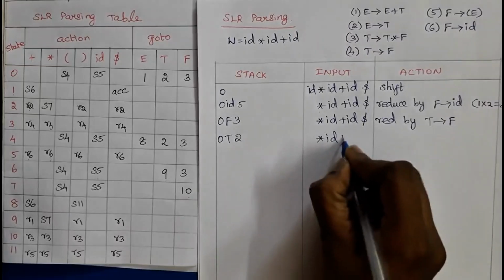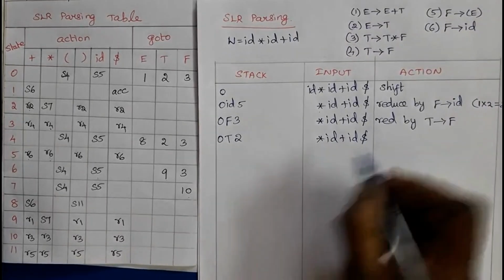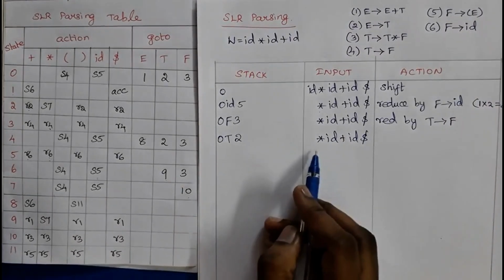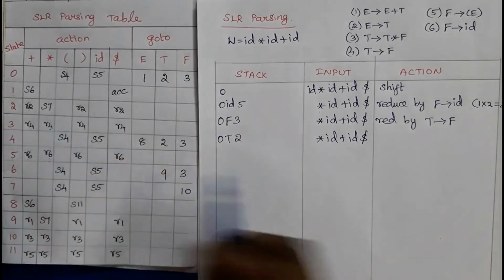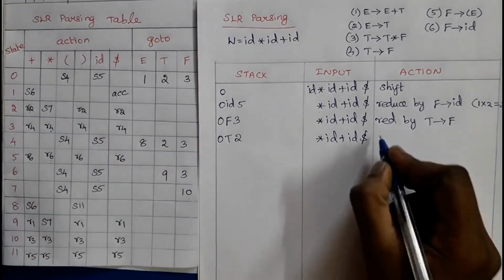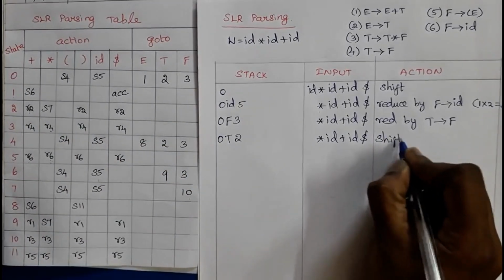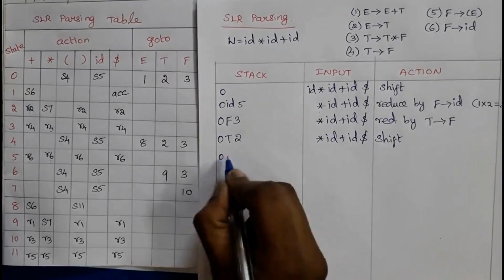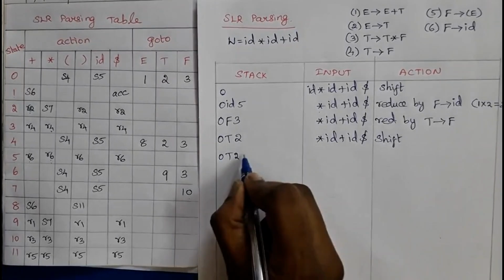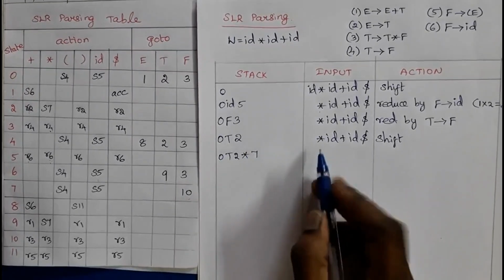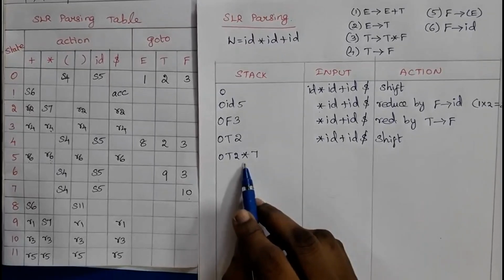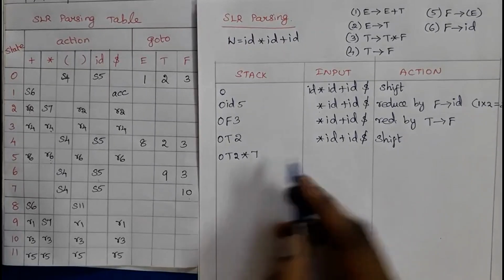Then no change in input buffer. Then refer action table for 2 and star. 2 and star is shift 7. So shift 7. 7 means we need to push star and then 7. One symbol from the input buffer is shifted onto the stack along with 7.